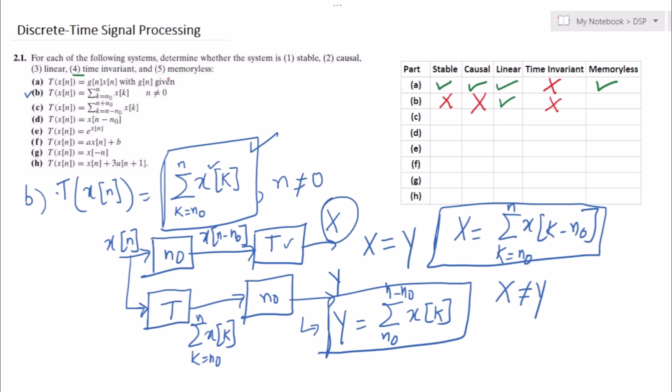Now to see the memorylessness of a system, whether the system is memoryless or not. We don't know whether this n and n0 are from the previous one or the past one, and similarly it is adding all these things. So it must have memory to store the previous samples so that it can add them together. Therefore the system is not memoryless, but a system with memory. So that is for the part B of our question.